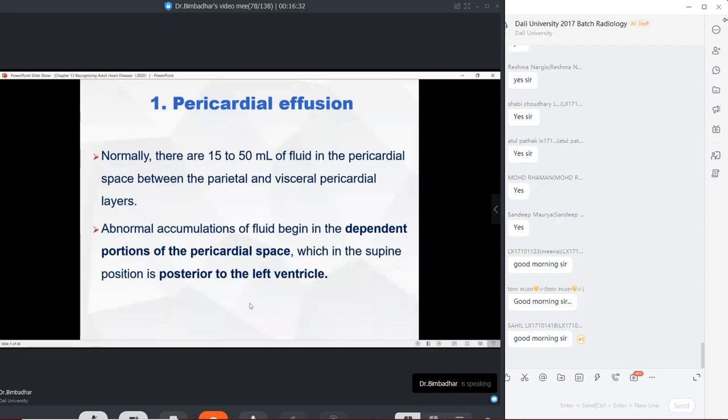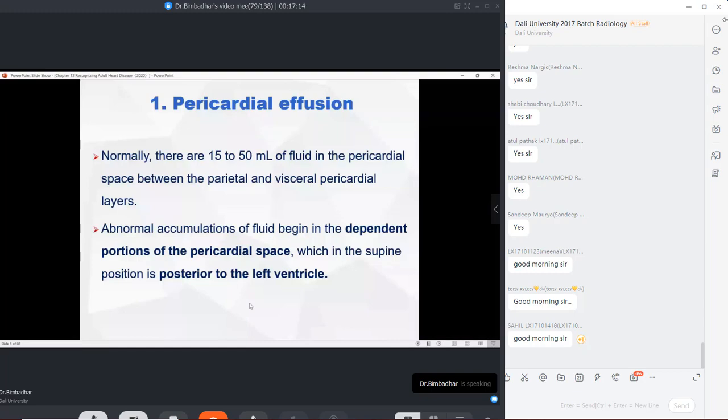Very, very simple. It is the same as the pleural effusion. Pleural effusion happens in the costophrenic recess and in the pleural space. The same way, the fluid accumulation is happening within the pericardial space. So that is what a pericardial effusion is. Generally speaking, how a pleural effusion appears on a chest radiograph, more or less the same. Pericardial effusion also appears the same way around the mediastinal areas.